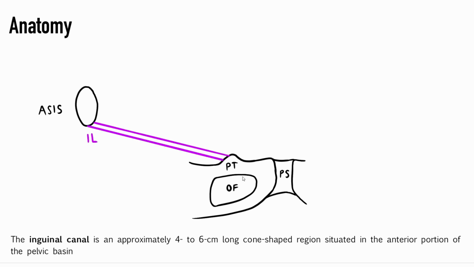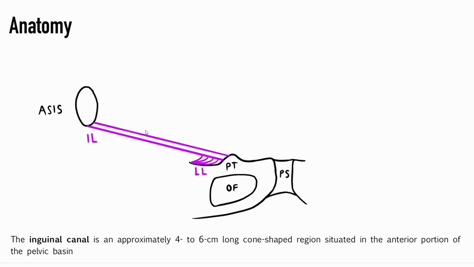So the first structure to take note of is the inguinal ligament, also known as Poupart's ligament. This stretches from the ASIS to the pubic tubercle and forms the floor of the inguinal canal. It's also the free edge of the external oblique muscle, which isn't going to be included in the illustrations as it obstructs the view of the underlying structures.